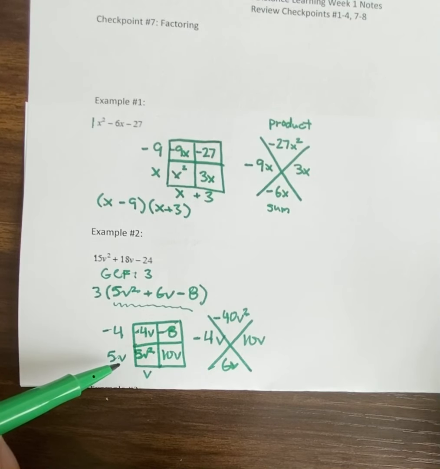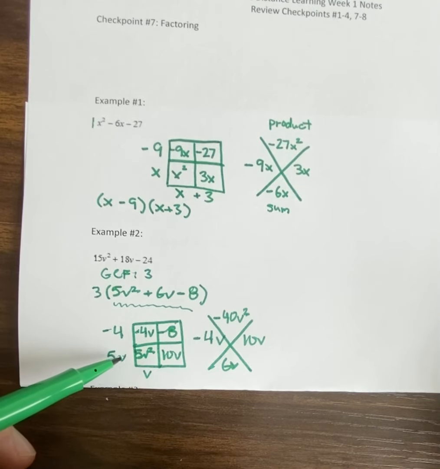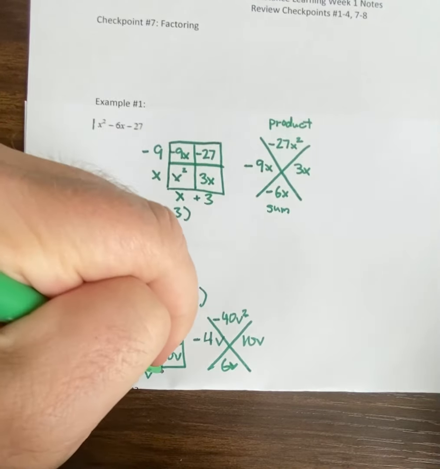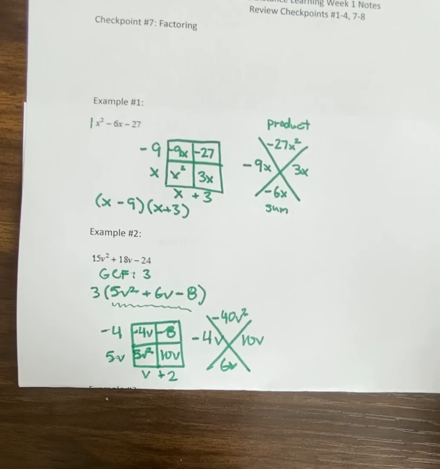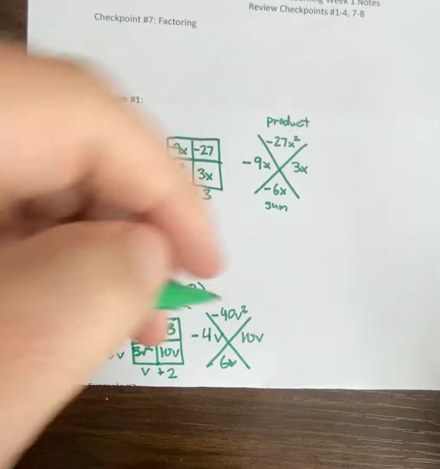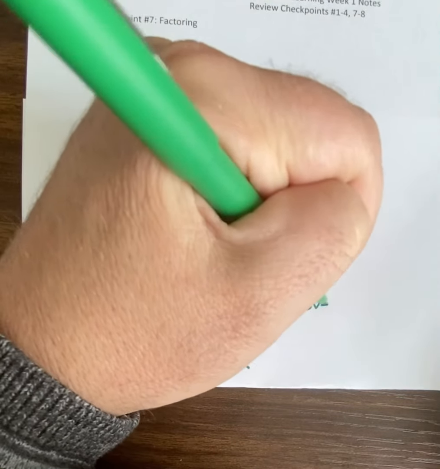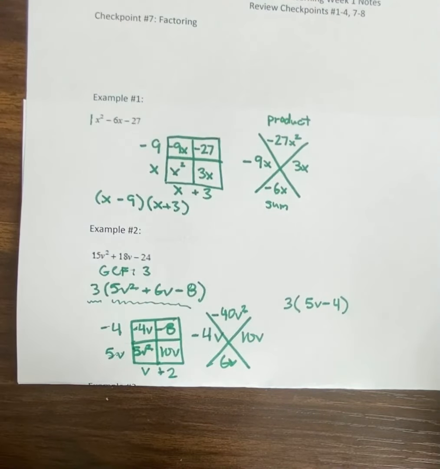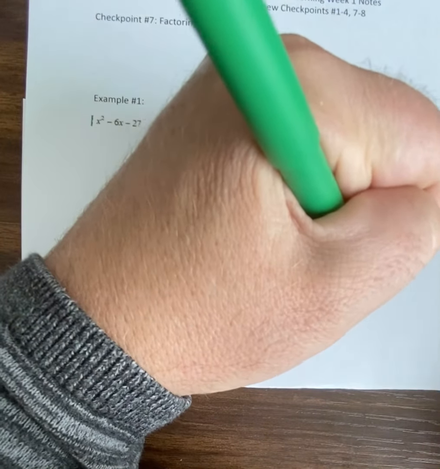What times 5v is going to give me 10v? Positive 2. 2 times 5v is 10v plus 2. So now when we write our final factored form, we have to be careful to include the GCF. So we're going to write 3 and then 5v minus 4 and then v plus 2.